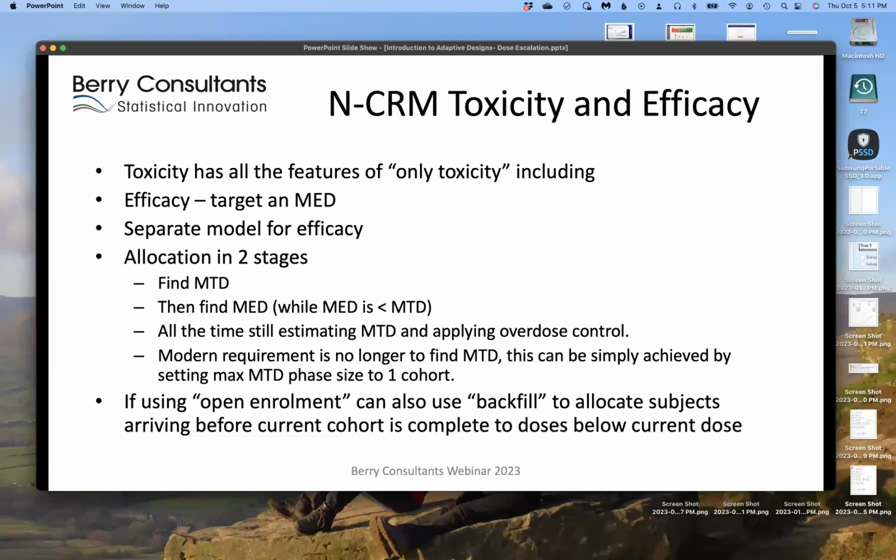And of course, while you're escalating looking for the MTD, this means you're allocating these patients that you couldn't otherwise use onto the doses that you hope to go back down to look for the efficacious dose. And lo and behold, you should find you've already got more data there than you would have if you hadn't been using backfill.